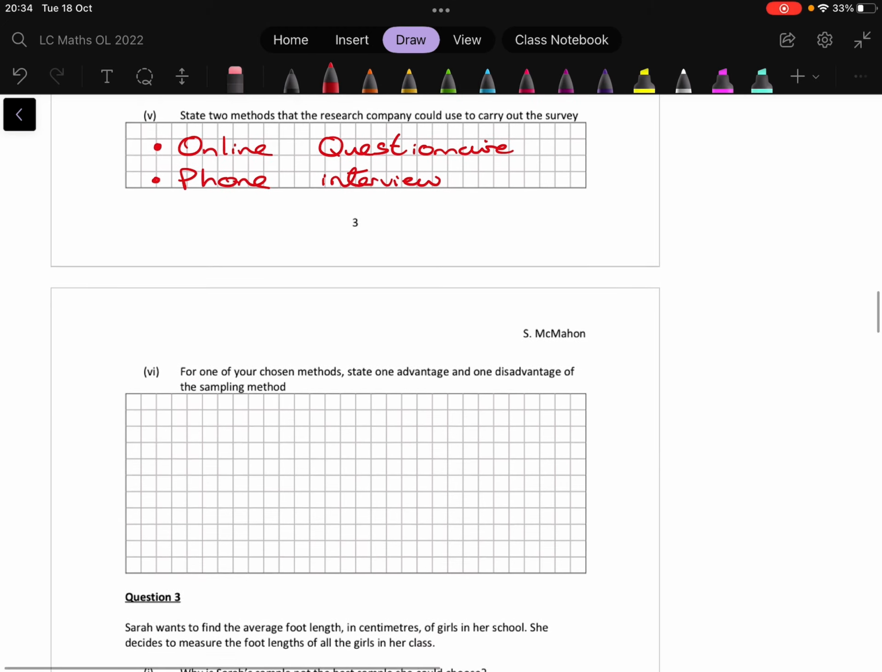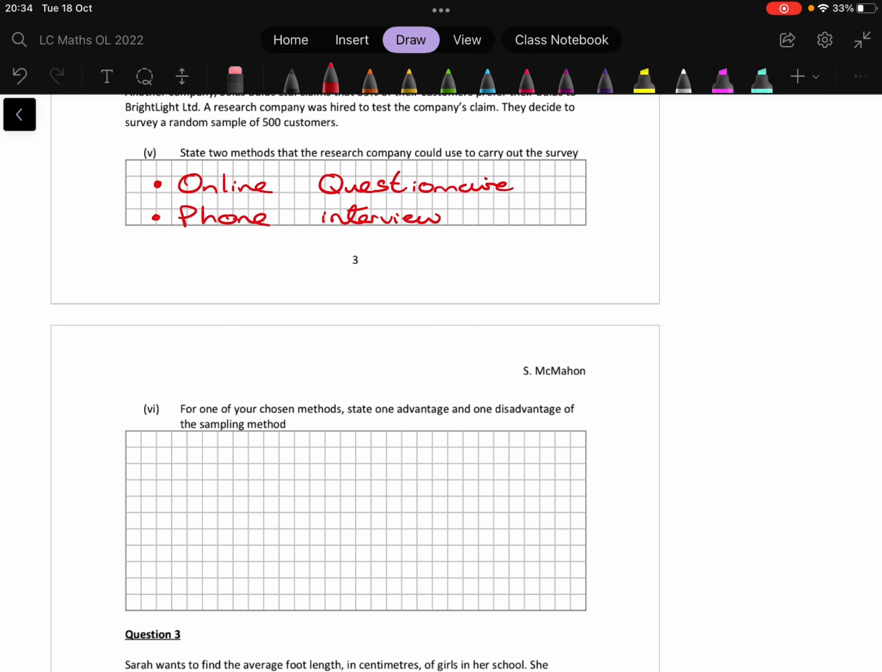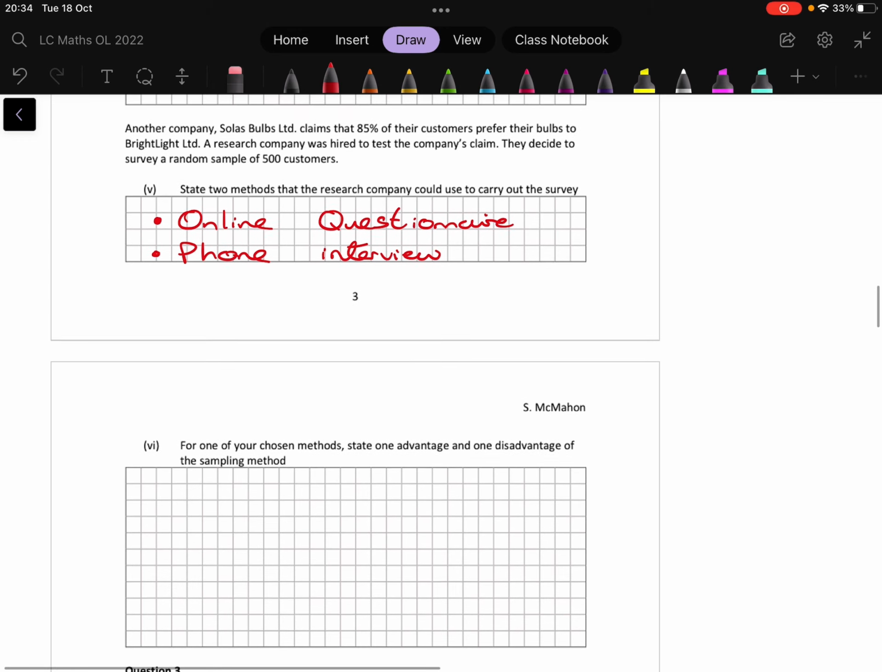For the next part, we're asked for one of our methods that we've given to state one advantage and one disadvantage of the sampling method. Okay, so for one of our chosen research methods for carrying out the survey, we have to give one advantage and one disadvantage of the sampling method. So our sampling method, if we look back, is that we're surveying a random sample of 500 customers. So we're surveying a random sample of 500 customers of Sullus Bulbs to see if they prefer Sullus Bulbs to Brightlight Limited.